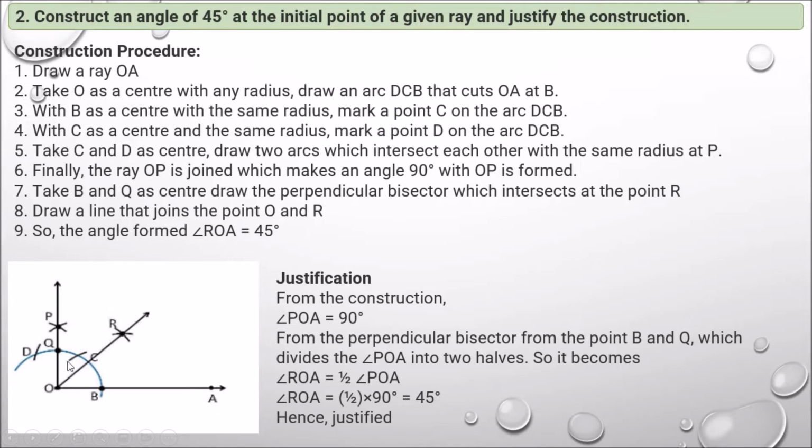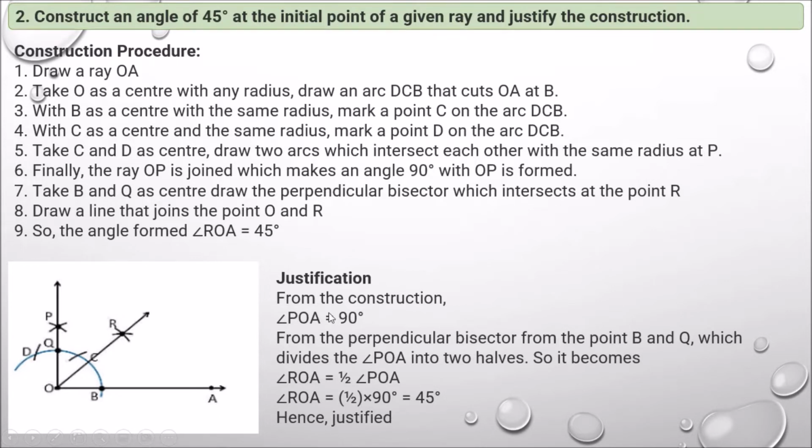Take C and D as the centers and draw two arcs which intersect each other at P. Finally, the ray OP is joined, which marks an angle of 90 degrees with OA. Now take B and Q as centers and draw the perpendicular bisector which intersects at the point R. Draw a line joining the points O and R. So the angle formed, angle ROA, equals 45 degrees.